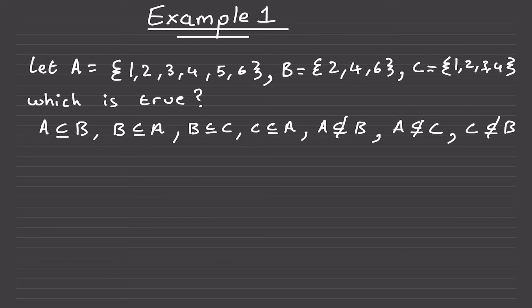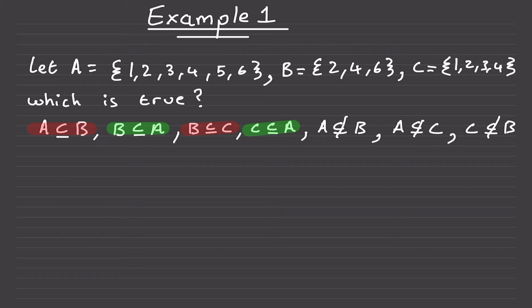Well, A being a subset of B is not true because not all of the elements of A are inside of B, as you can see in the question. B being a subset of A is true because all the elements of B are inside of A. C being a subset of A is also true because all the elements of C, which are 1, 2, 3, 4, are also in the elements of A. So 1, 2, 3, 4 is also in A, so that makes C a subset of A.